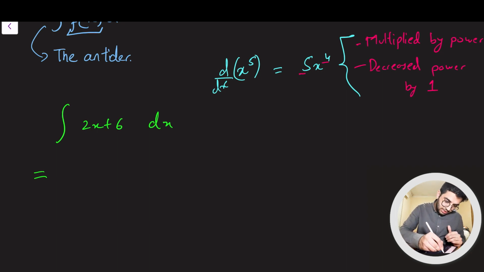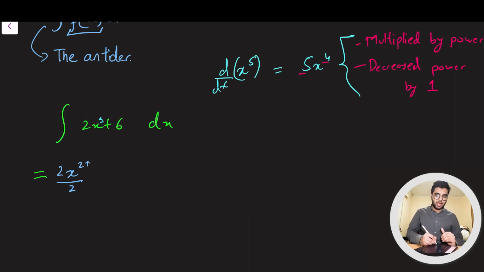Okay, so let's just try it with this. You see that the power here is 1. So first of all, we go ahead and increase that power to 2, and then we divide by that new power. Okay, so we increase the power by 1, and then we divide by that new power. And we're going to do the same thing with this 6.